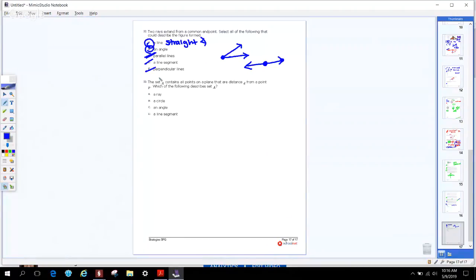The set A contains all points on a plane that are distance D from a point. Oh, this has got to be a circle. Remember, the definition of a circle is the set of all points equidistant from the same point. So that gives us the circle, even though my circle looks really not like a circle.